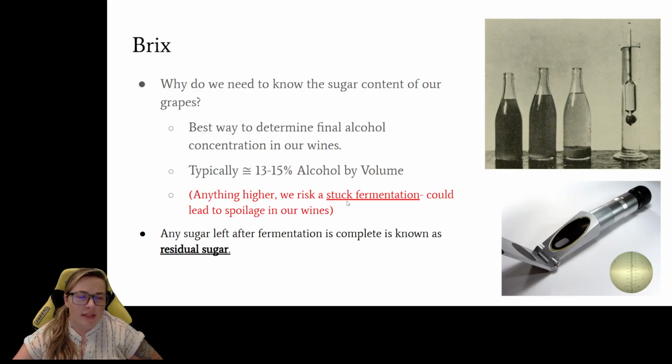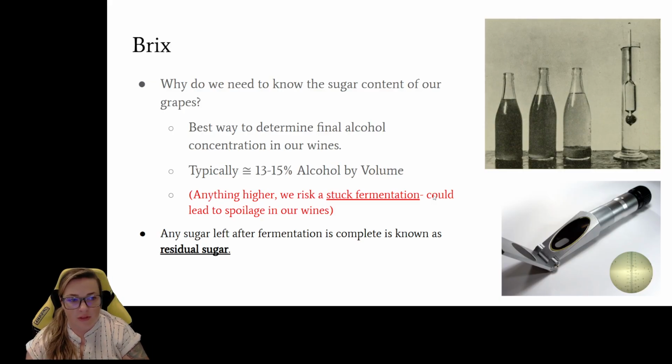A stuck fermentation would classically be when a wine is stuck around 12 Brix, right? 12 Brix would be like 12% residual sugar. It'd be very sweet. Unless you're intending on making a sweet wine from that, that would be pretty risky.